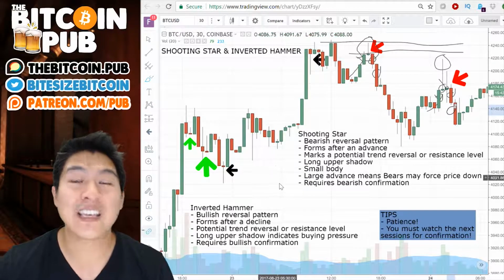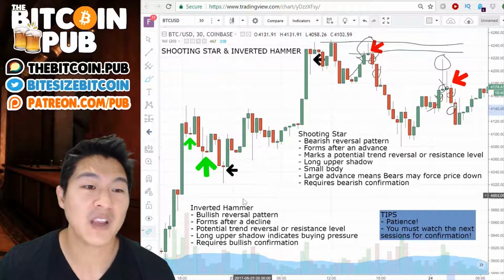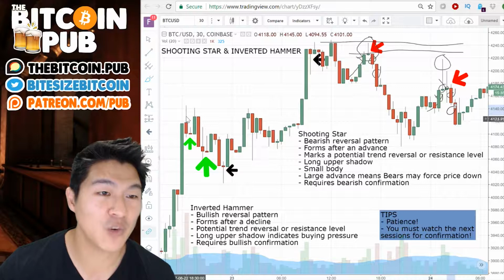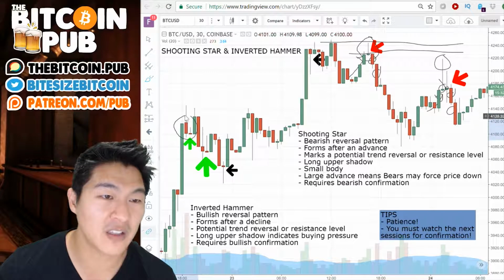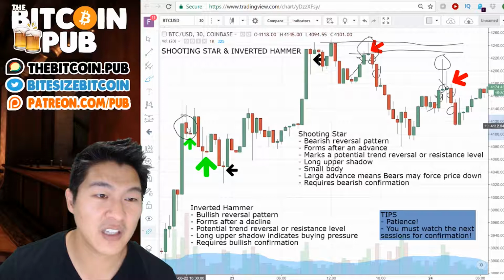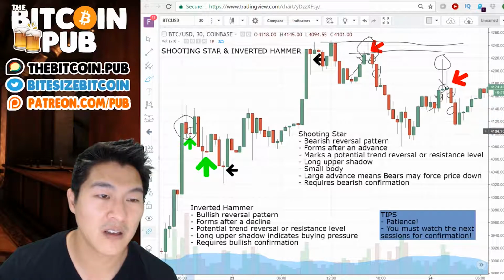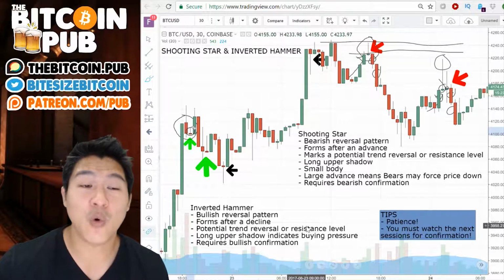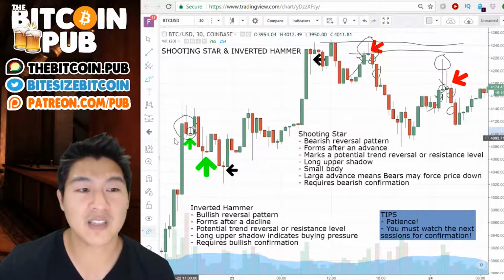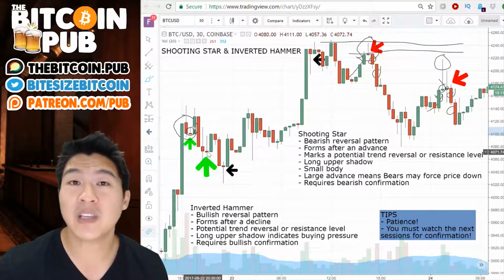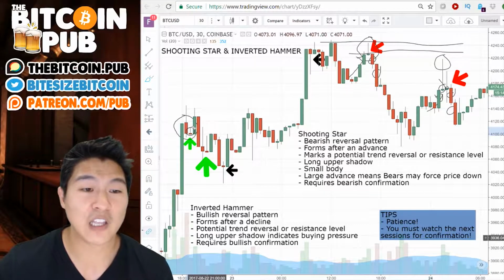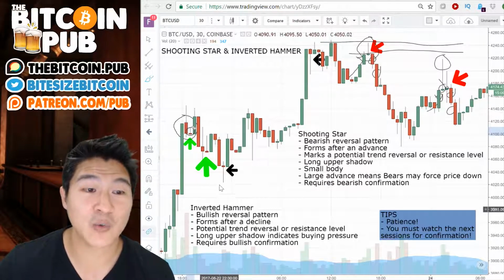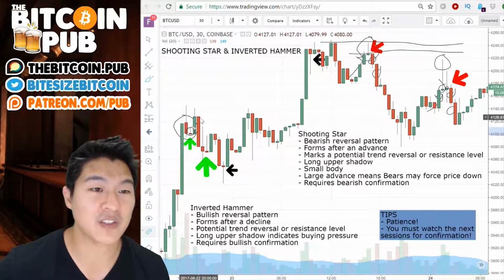The next archetype is the inverted hammer. This is a bullish reversal pattern. It forms after a decline. So an example would be something like this. We have a decline coming here, and we have an inverted hammer right there. It is a potential trend reversal or a potential resistance level. Well, it's not a resistance level for sure, but it could be a potential trend reversal. It has a long upper shadow indicating buying pressure. So let's see what happens in the next couple confirmations.